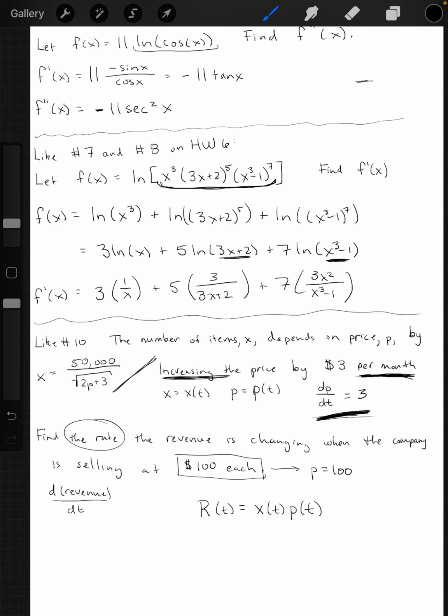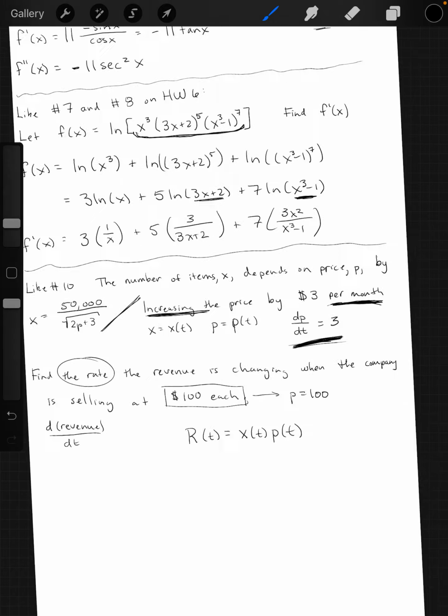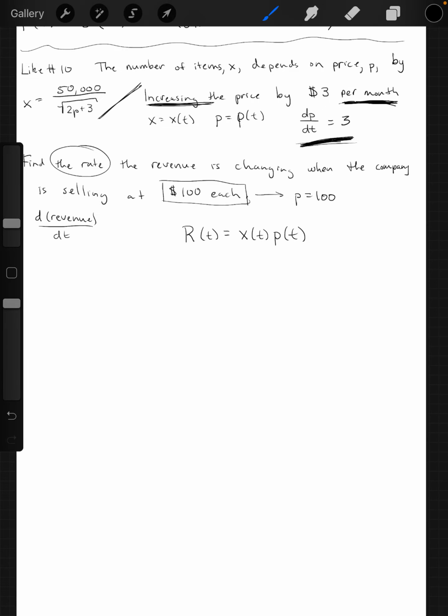If you sell 20 things at $2 each, your revenue is $40, right? So we want to find dr/dt. Looking at it right off the bat, that's going to be the product rule. So dr/dt is going to be x times dp/dt plus p times dx/dt, right?